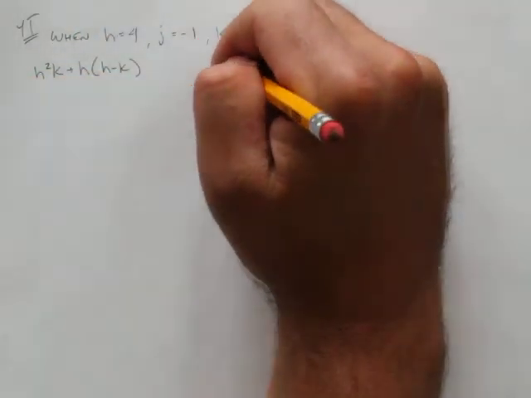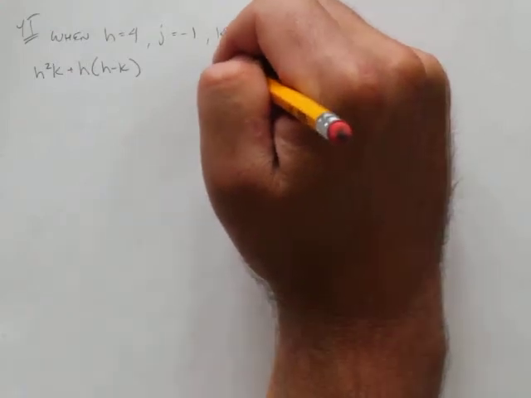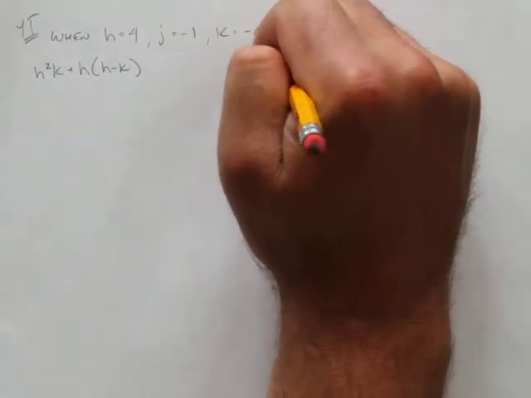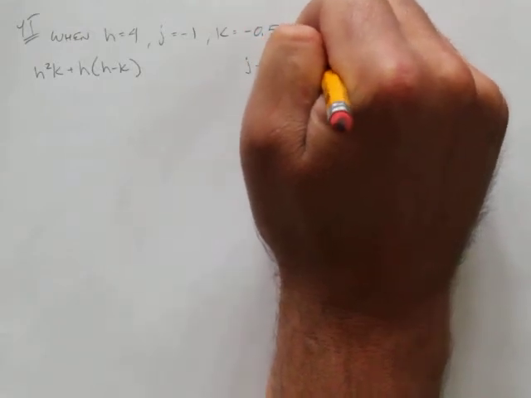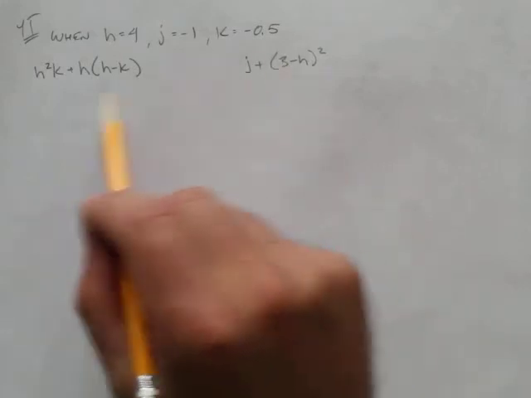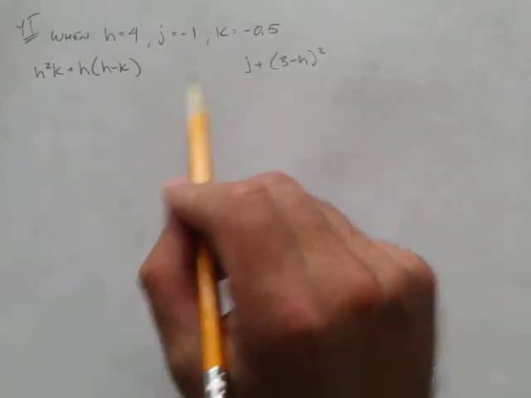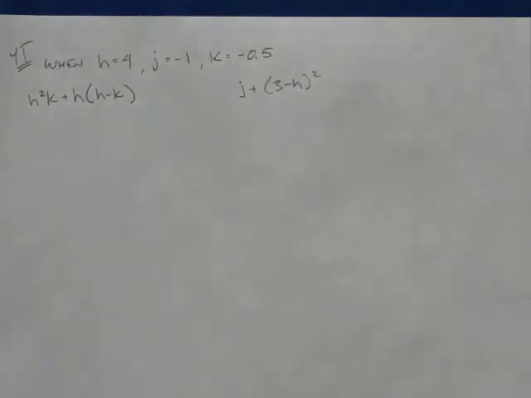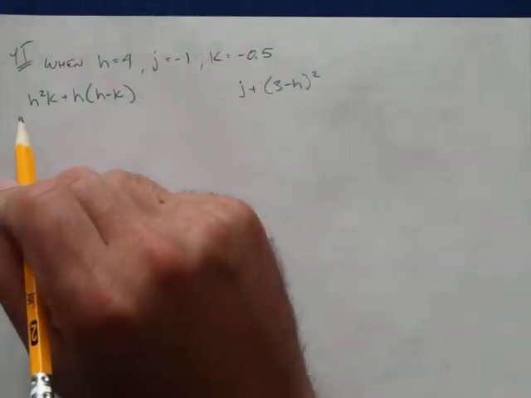And then we've got j plus 3 minus h squared. All right, so get to work on these 2 guys one at a time, and then we'll come back and see how you did. Go ahead and pause and get to work right now. All right, let's do this.